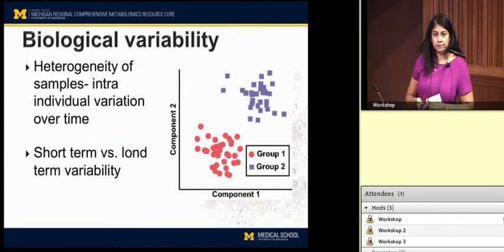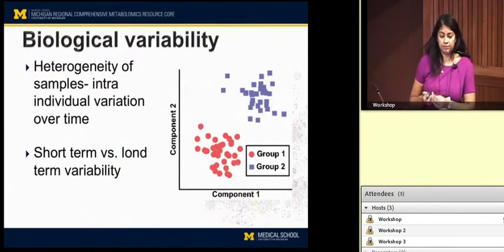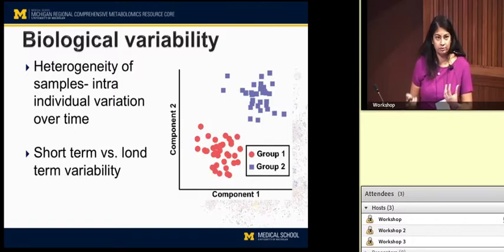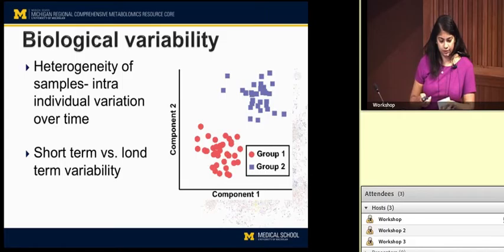Biological variability, especially in human studies, is an issue. Sometimes heterogeneity between the samples causes larger variation. This can be short-term variations, as in you sample at different time points, therefore you have different answers. Sometimes you sample across long-term time. For example, vitamin D levels in the blood change over summer and winter. Therefore, you need to account for all these things. Again, this needs higher sample numbers.